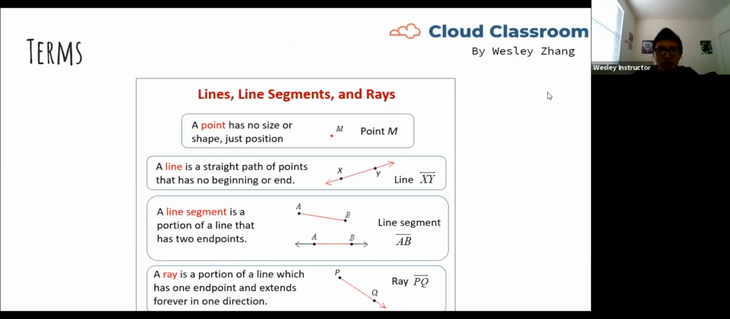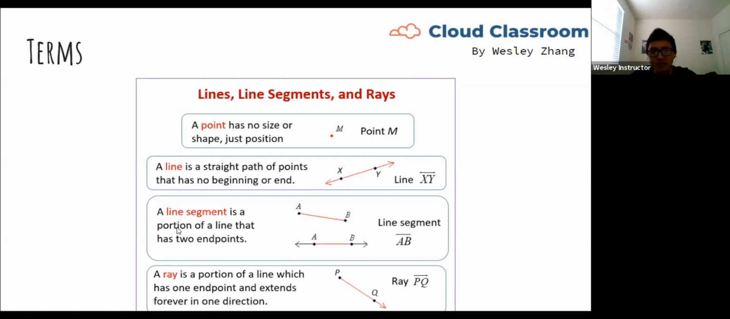All right, so here's some terminology for angles. We have lines, line segments, rays, and a point. A point has no size or shape, just a position. So if I point to a spot, that's a point. A line is a straight path of points that has no beginning and no end. We draw this with two arrows at the ends to show that it goes on forever. We write a point as point M, and for a line, we write line XY with the line symbol over the top.